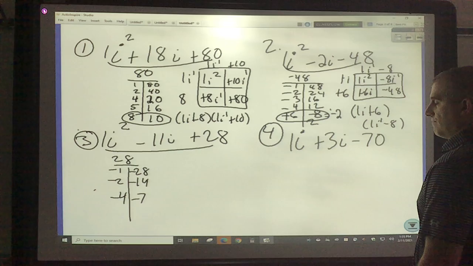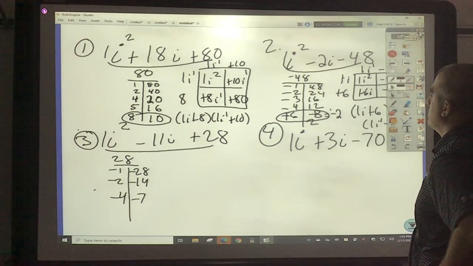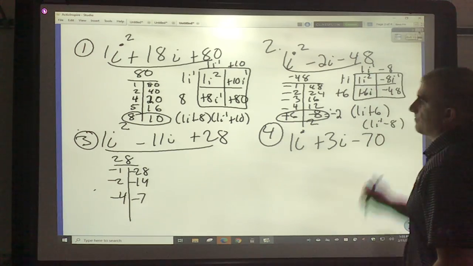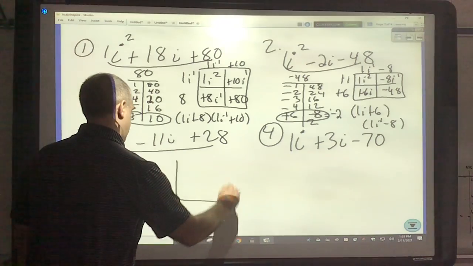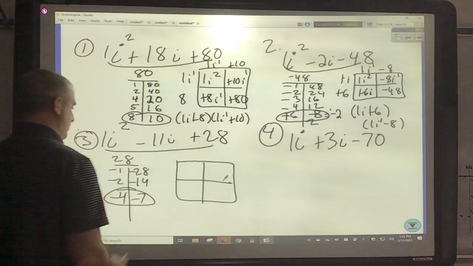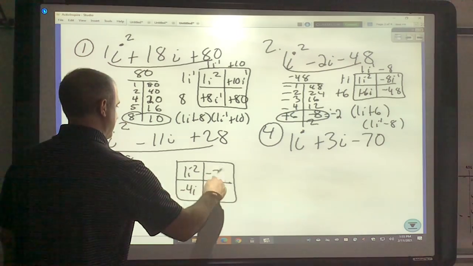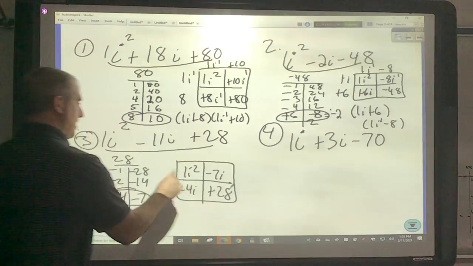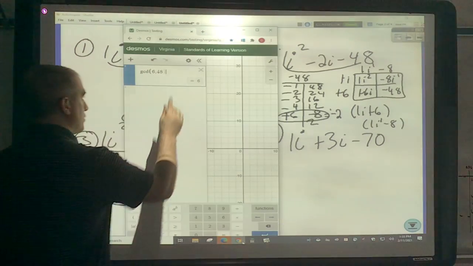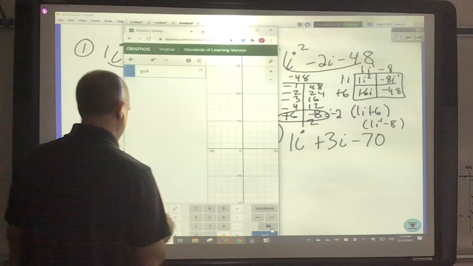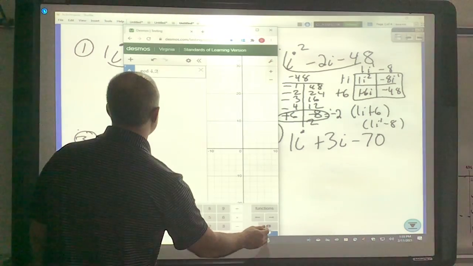In the interest of the classwork problems, that'll be this one. So I got 1i squared minus 4i minus 7i plus 28. That's a 1, so I know that's 1i to the first. If I need to check 4 and 28, parentheses.